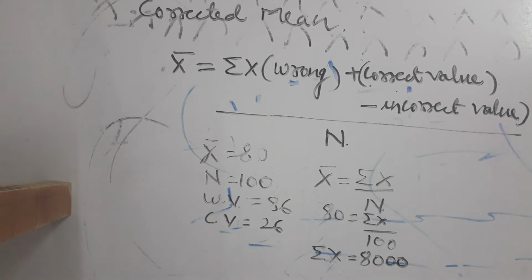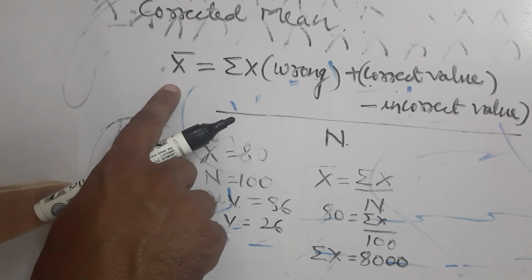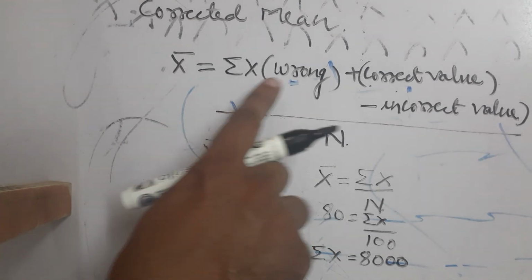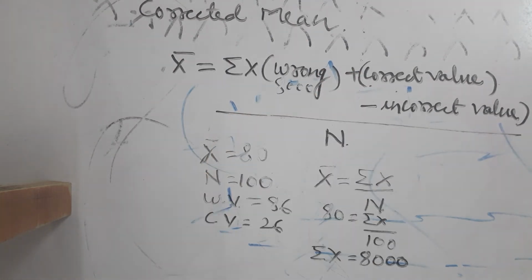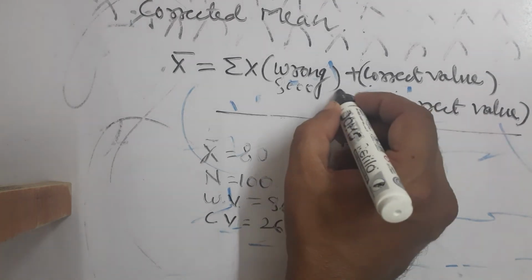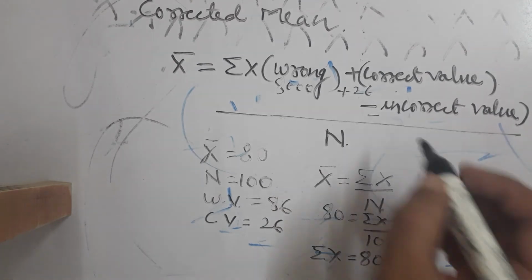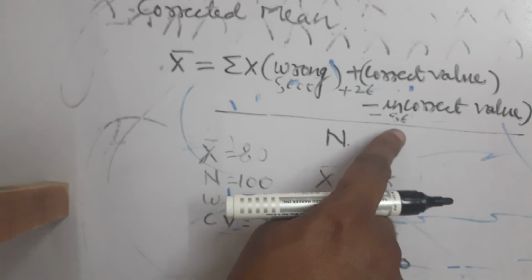Now all the values we have to put here. Summation x, which is the wrong one. We have to calculate the corrected mean. So here this x bar will remain as x bar only. This will not be 80 now. That 80 we have used here. Now we are correcting the mean. So wrong summation x is 8000, plus the correct value, which means plus 26, minus the wrong value, which means 86. So from 8000 we will minus 86.